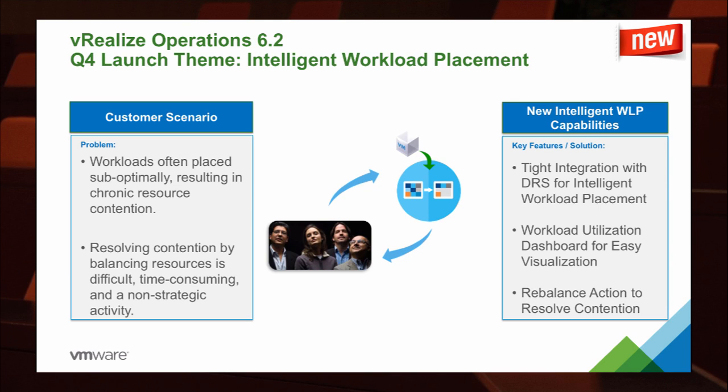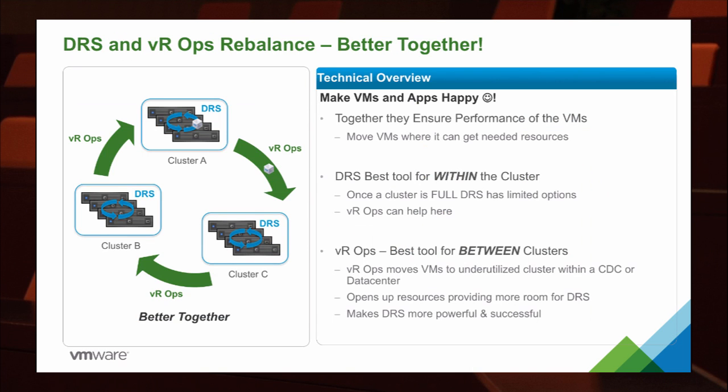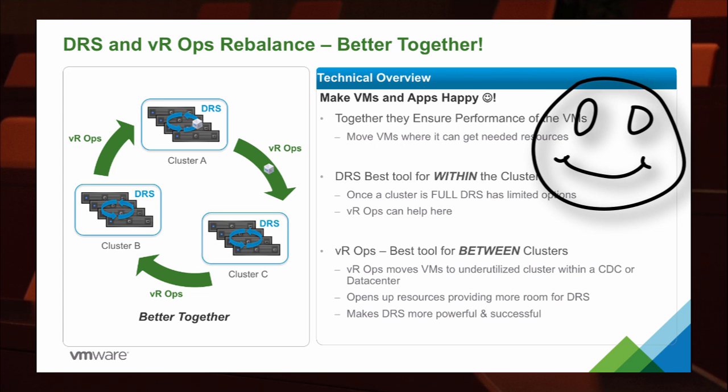Now with vRealize Ops, we're able to visualize how workloads are distributed and utilized across the environment. We're able to see trends, so not only are we able to act tactically, we're able to think strategically. These are very important aspects when we're talking about our virtual infrastructure. We can then take action to resolve that contention and enable performance of applications and infrastructure across all of the different spectrums. So again, workload placement and rebalancing is not a replacement for DRS. This is a better together story, right? This allows us to make virtual machines and applications very, very happy.